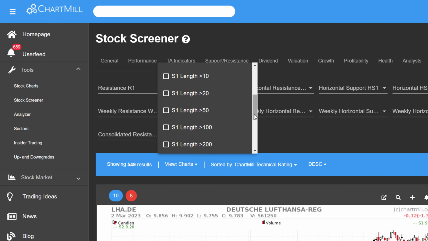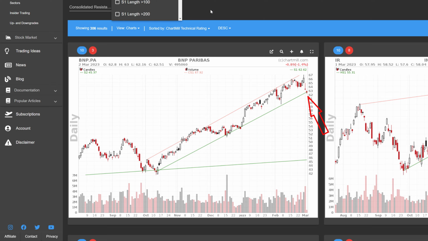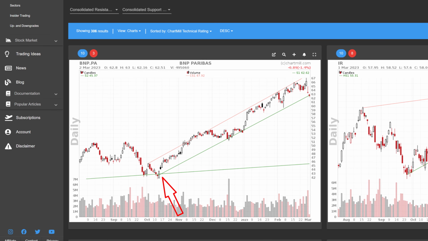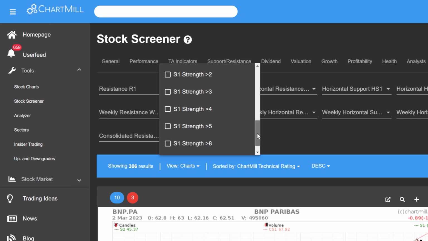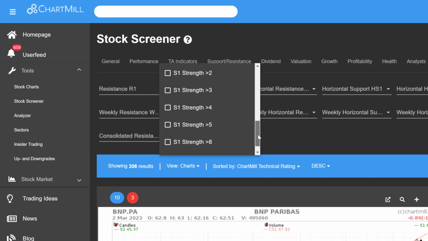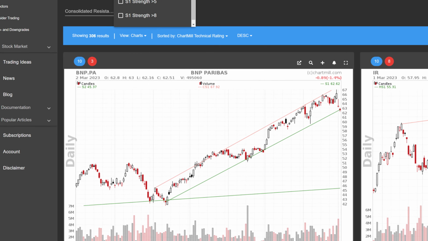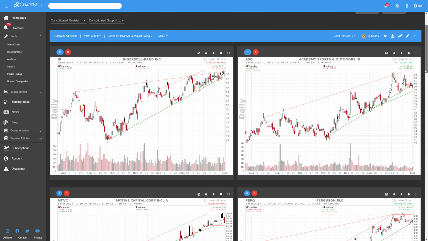If we set, for example, that the S1 length must be greater than 50, then we only get the stocks which are at maximum 2% of the next support line and where that same support line has been in place for at least 50 trading days. And to top it off, you can set a minimum number of times the identified support must have already been tested by the price. To do so, scroll down a bit further where you can then set the S1 strength. If I set the strength to at least 4 as an example, ChartMill will only show the stocks whose price has already tested the support line at least 4 times.